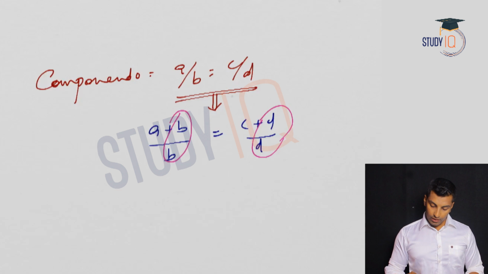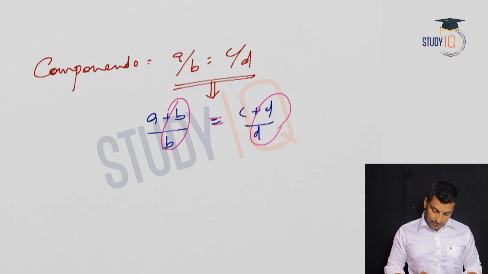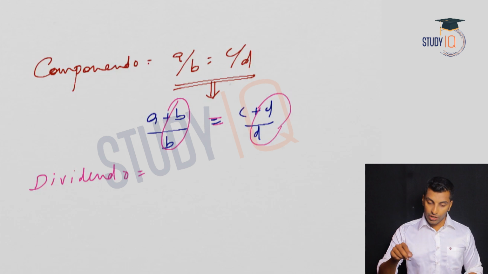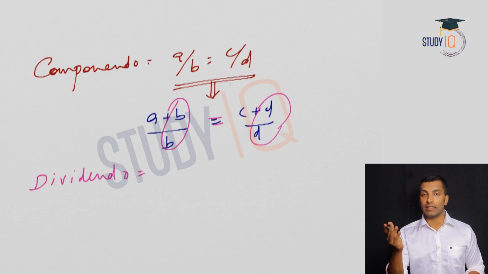Okay, so those two will be equal. Next is dividendo. So what do you mean by dividendo? Dividendo means opposite of what we have done. Instead of addition, you will subtract.